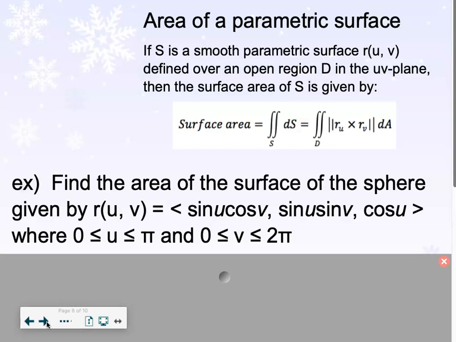So for this one, we're going to find the area of the surface of the sphere given in these lovely spherical coordinates, R of U comma V equals sine U cosine V, sine U sine V, cosine U. U is restricted from 0 to pi, V is restricted from 0 to 2 pi. Once you have this written down, we're going to talk for a minute before I set you loose.